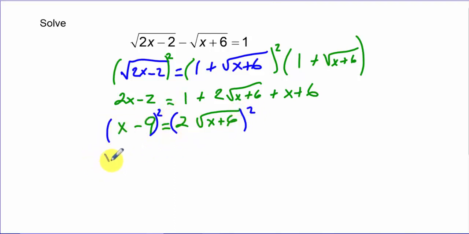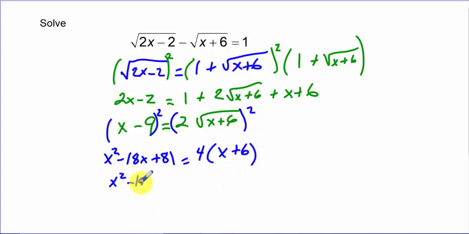This foils, so x squared minus 18x plus 81. And notice I have to square this, and there's no addition or subtraction, so there's no foiling. So I square each term independently. 2 squared is 4. Root x plus 6 squared is x plus 6. And then I have x squared minus 18x plus 81 is 4x plus 24.